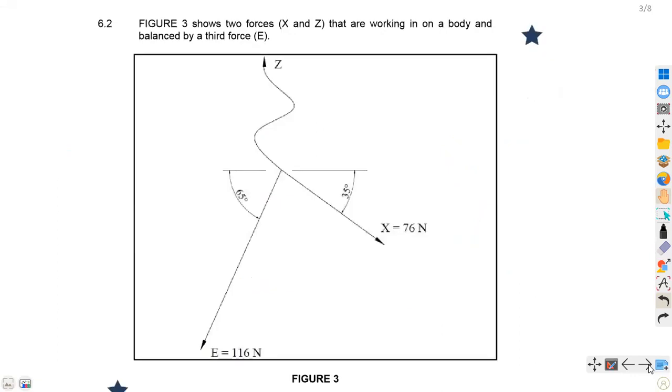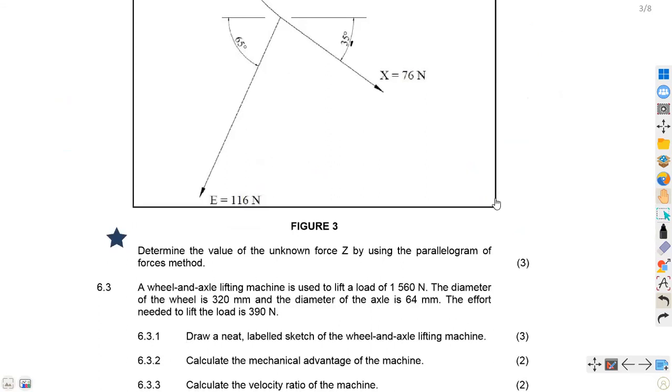Okay, on 6.2, it's another question where we are given Fig 3, which shows two forces. We've got two forces, that is X and Z, as we can see from the diagram, separated. X is 30 degrees from this point. We can see that we've got 35 degrees and 65 degrees from another point. So the question is, determine the value of the unknown force Z by using the parallelogram of forces method.